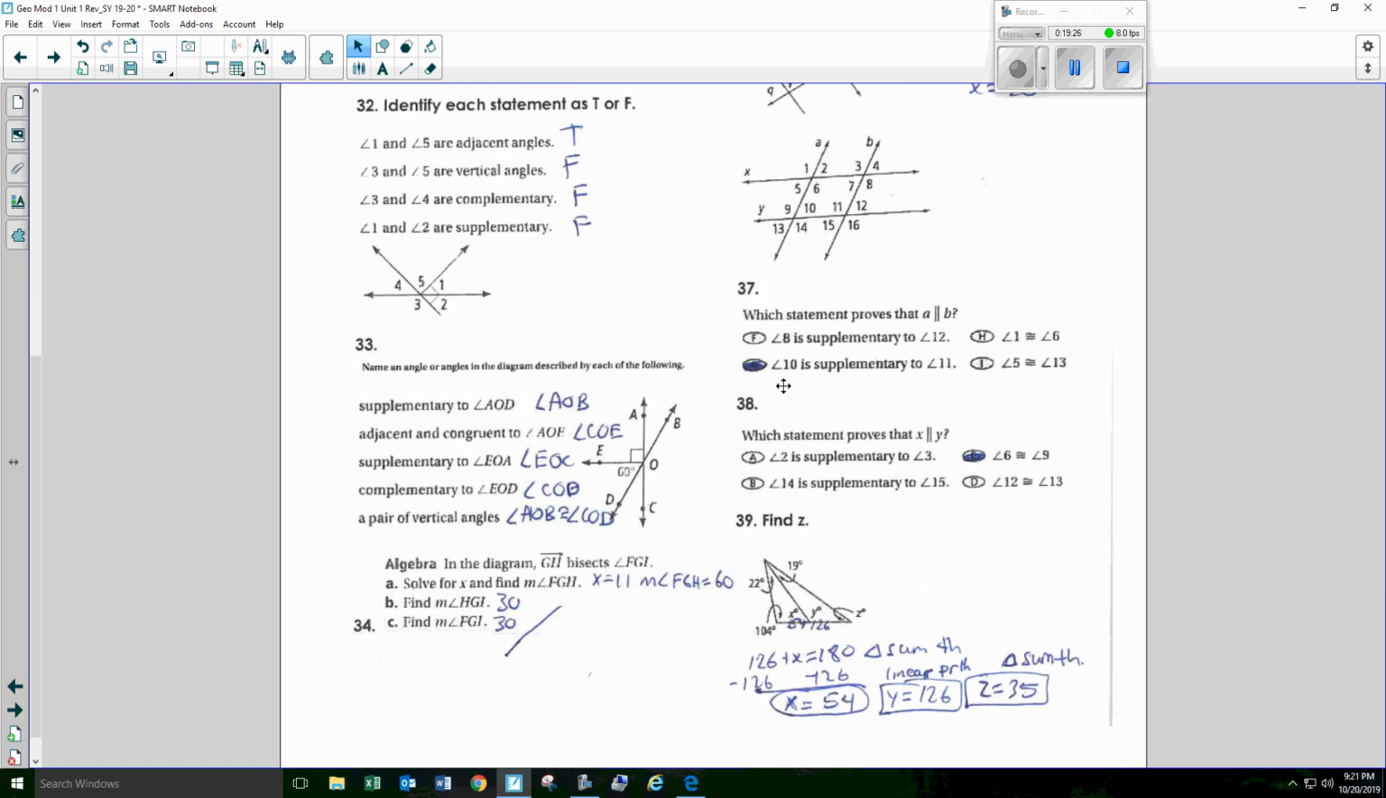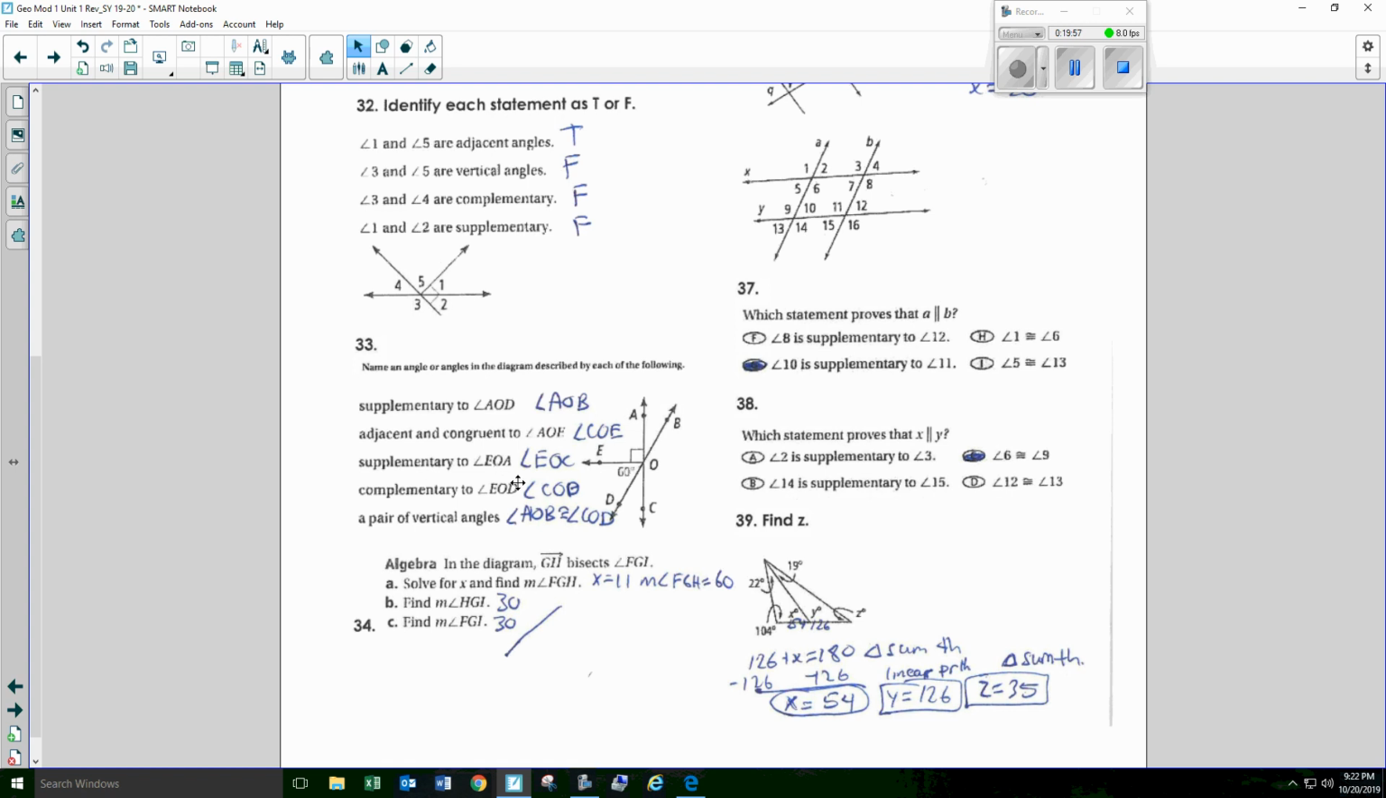Okay. 33. Name an angle supplementary to AOD. AOD right here. Remember, supplementary means it's going to form a linear pair. So that one plus AOB forms a linear pair. Adjacent and congruent to AOE. I mean, sorry, here's A. AOE is 90 degrees. What's the other one that's 90 degrees? This one right over here. COE. It's got to be congruent as well. Not only adjacent, but congruent.